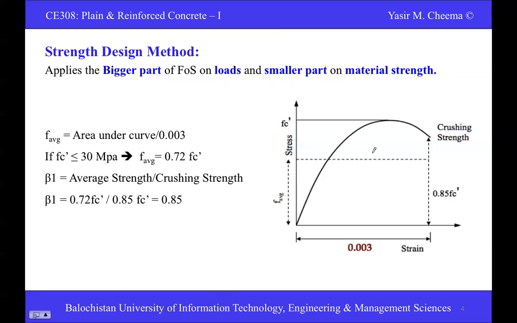Beta 1 is the ratio of average strength to the crushing strength. In case f'c, or 28 days compressive strength, is less than 35 megapascal, in that case the beta 1 value is 0.85. Okay?